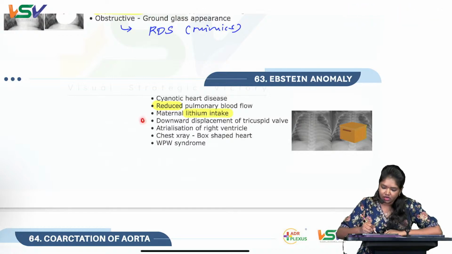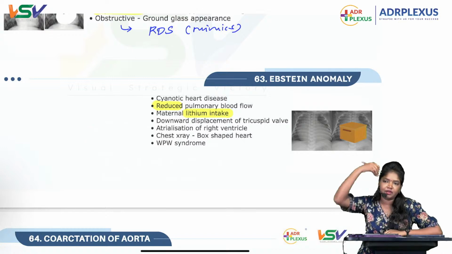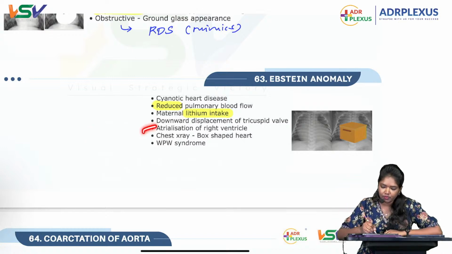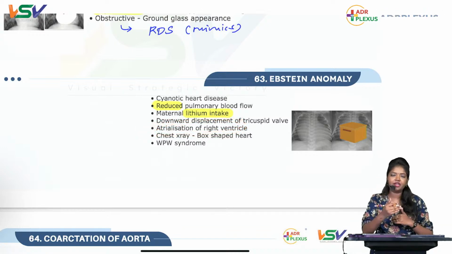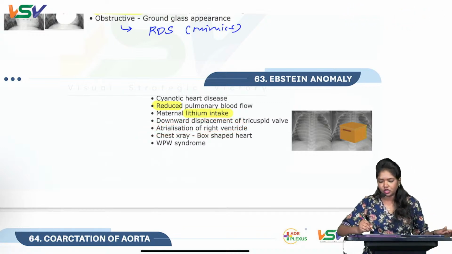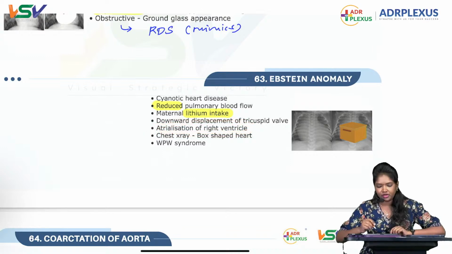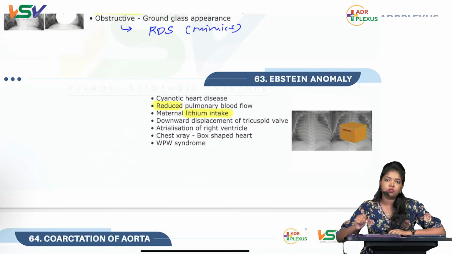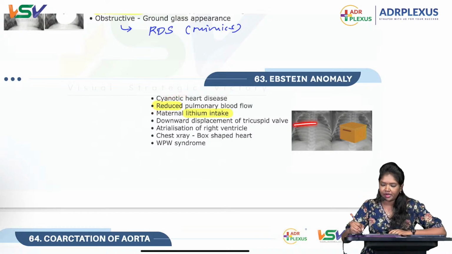The feature is downward displacement of the tricuspid valve. Because of that, a part of the ventricle becomes part of the atrium. So it is called atrialization of the right ventricle. Chest X-ray will show a box-shaped heart. You can also see WPW syndrome. Wolff-Parkinson-White syndrome can also be associated with this condition. So this is Epstein anomaly, box-shaped heart with huge cardiomegaly.